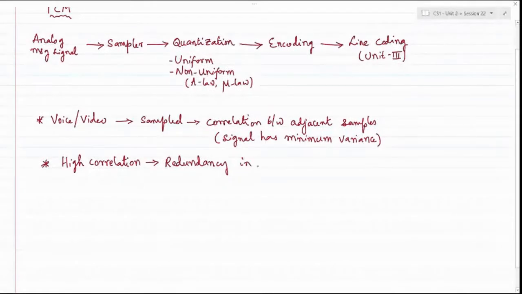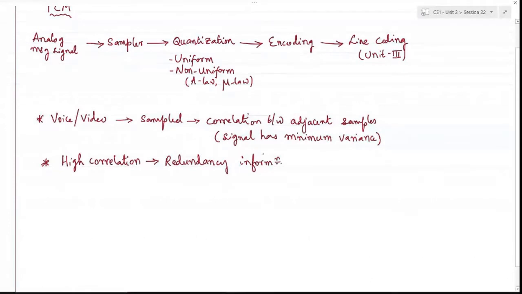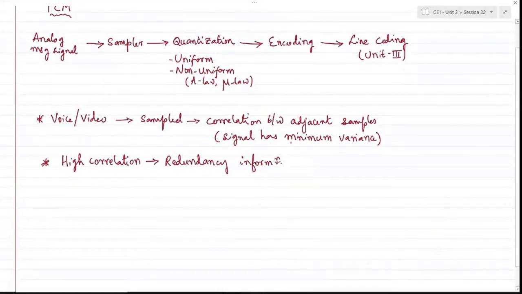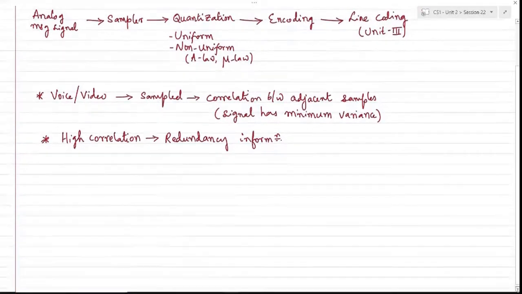So in the sense, we need not encode all the samples. When there is a relation between adjacent samples, why should I be encoding all the samples, or what if I can ignore a few samples in between and transmit only the required information?